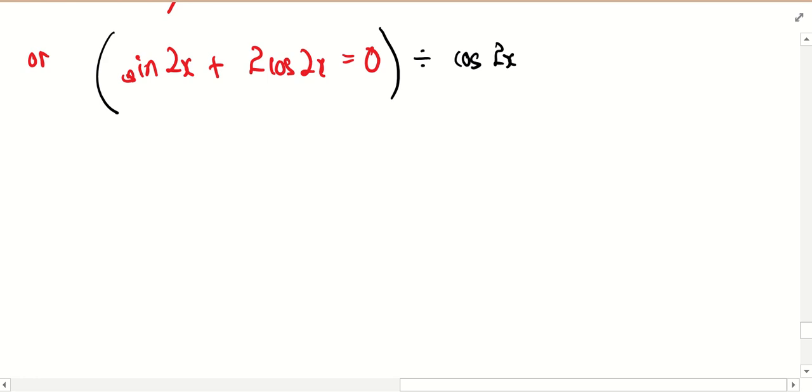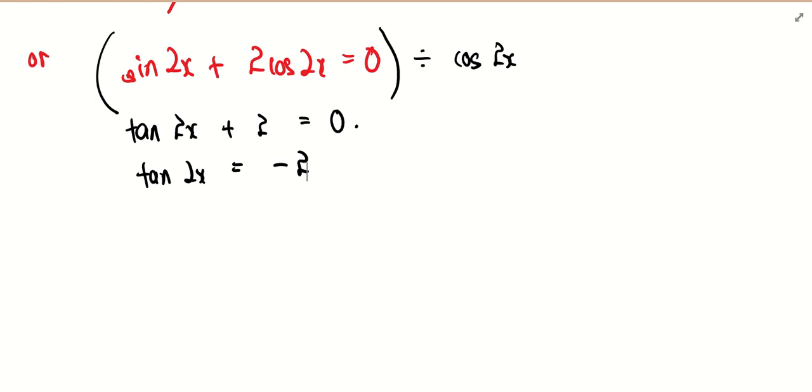That's the easier one. What is sine divided by cosine? What is sine divided by cosine, ladies and gentlemen? Yeah, so the first term, I have a tangent 2x. How about the second one? Plus 2. Is it plus 2? Does it become plus 2? Is it like that? Tangent 2x equal to negative 2. Okay, we can start solving from here.